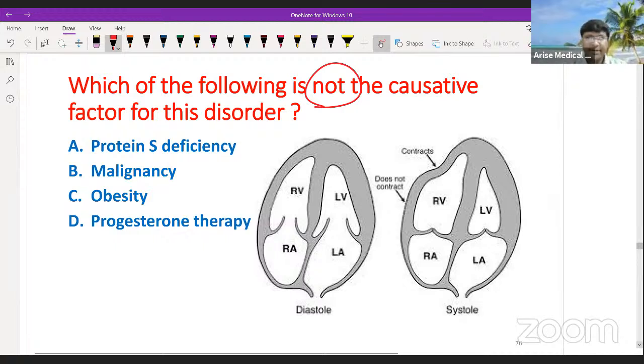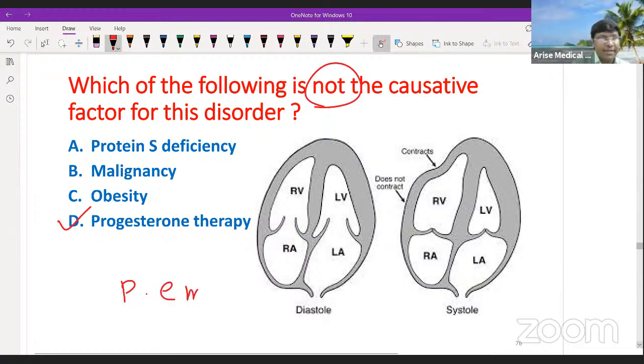Divya Chandra has answered. Divya Chandra, Rizwana, right? So the answer is the progesterone therapy. What is the diagnosis? Very good, Samuel Alamatu. So the diagnosis is pulmonary embolism.